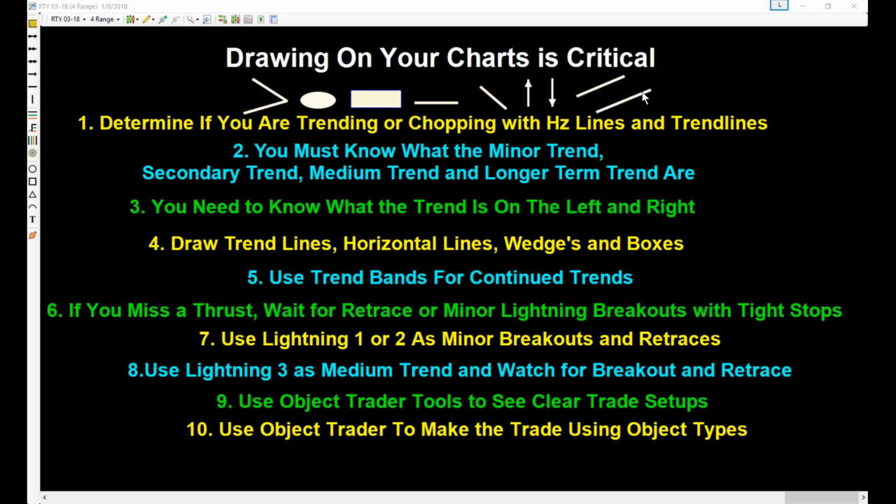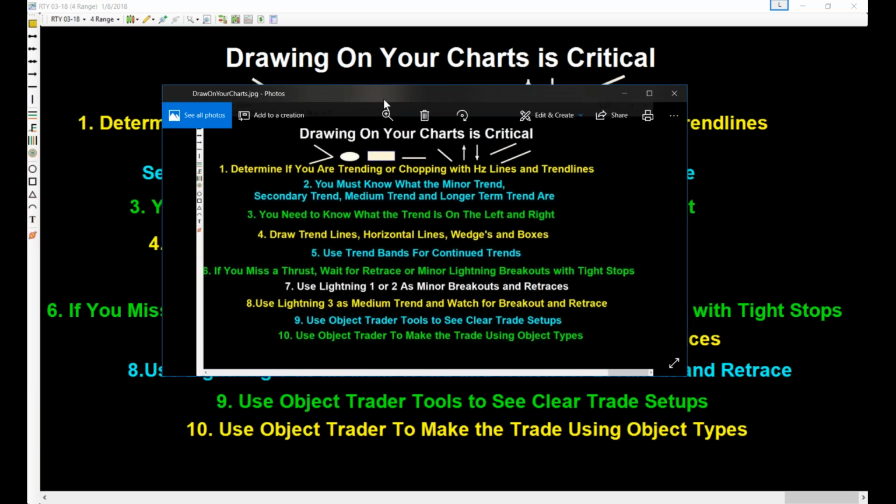First off, when you draw on your charts, the most important thing you need to do is determine if you are trending or chopping, and you draw horizontal lines and trend lines on your charts. We're going to go over exactly how to do this in the next few minutes, but basically this will be to where you can pause it. I'm even going to have the little chart available. I think I'll even put it on our website because I went ahead and copied it. So we'll probably just put this on our website.